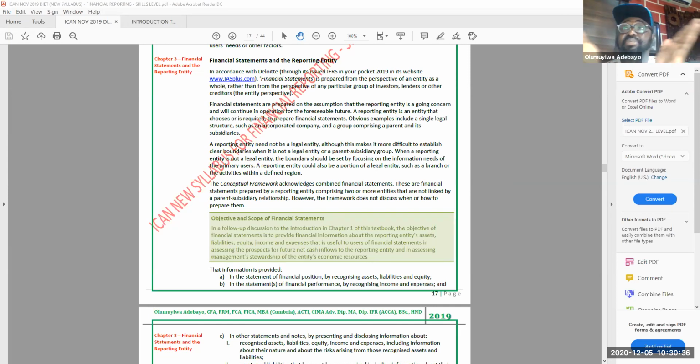Now, that is financial statement for you. Financial statement is a medium for communication, which means I can equally say it is a medium for communication of financial information to the users of financial reports.